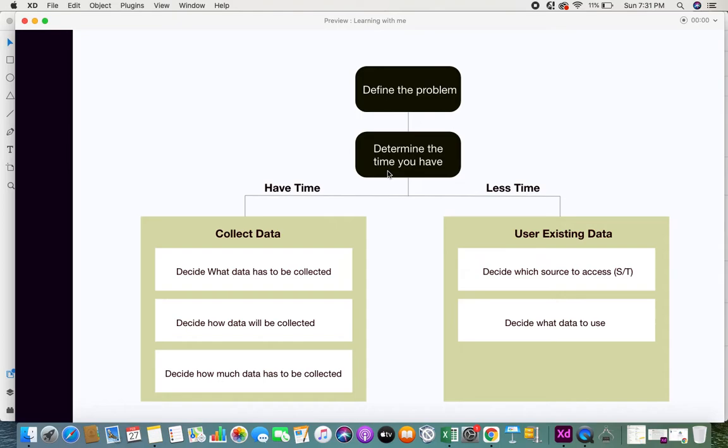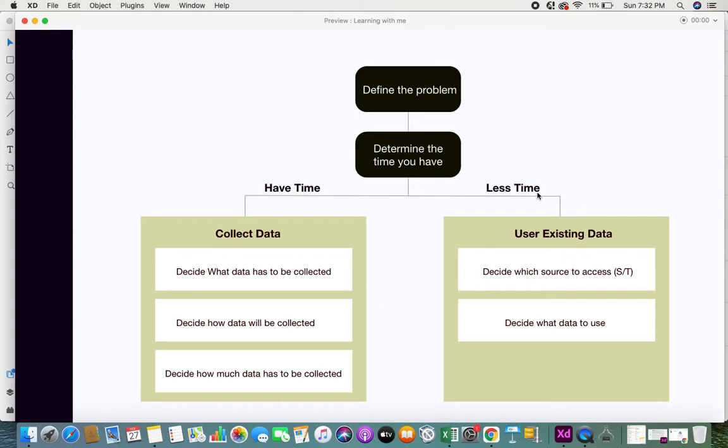So when you have time, that's one option that you have: you can always go in for collecting your own data. First decide what data has to be collected, then decide how data will be collected, and decide how much data has to be collected. Depending on the problem that you want to solve, decide what data, how much data, and how data is going to be collected. For how, you can go with the different data collection and discovery methods, which, as I said, are interviews and surveys. These are different ways in which you can collect data.